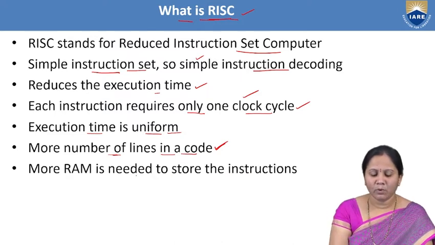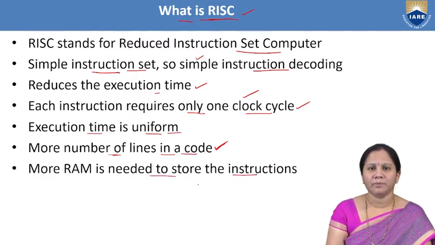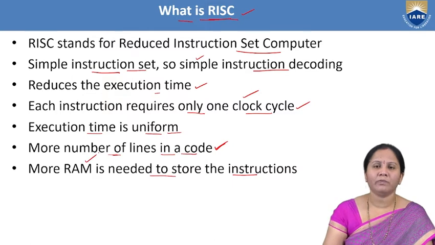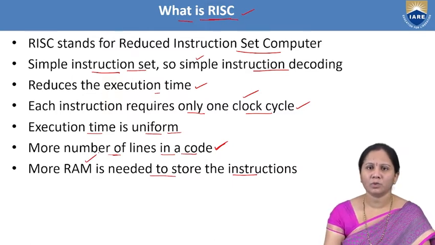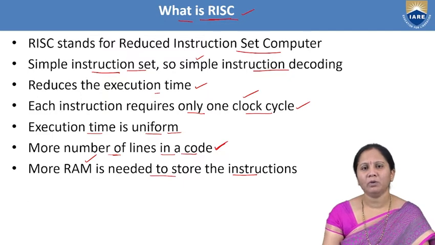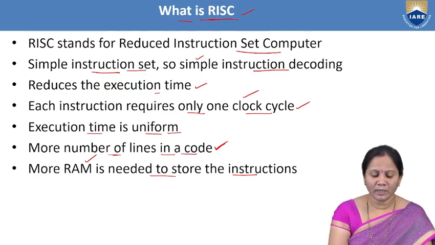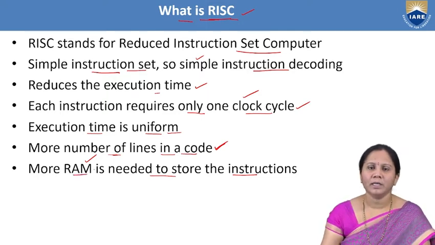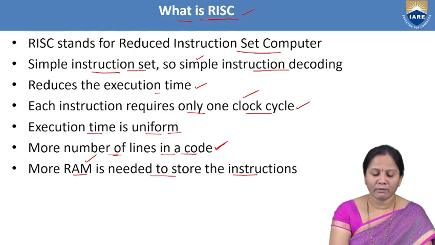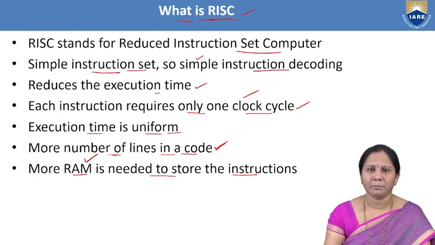And more RAM is needed to store the instructions. That means here more amount of memory is required to store the instructions, because to execute a simple operation, we have to use more number of instructions. So the length of the program is high. So that is why, in order to store all those instructions, we need to have more amount of RAM.